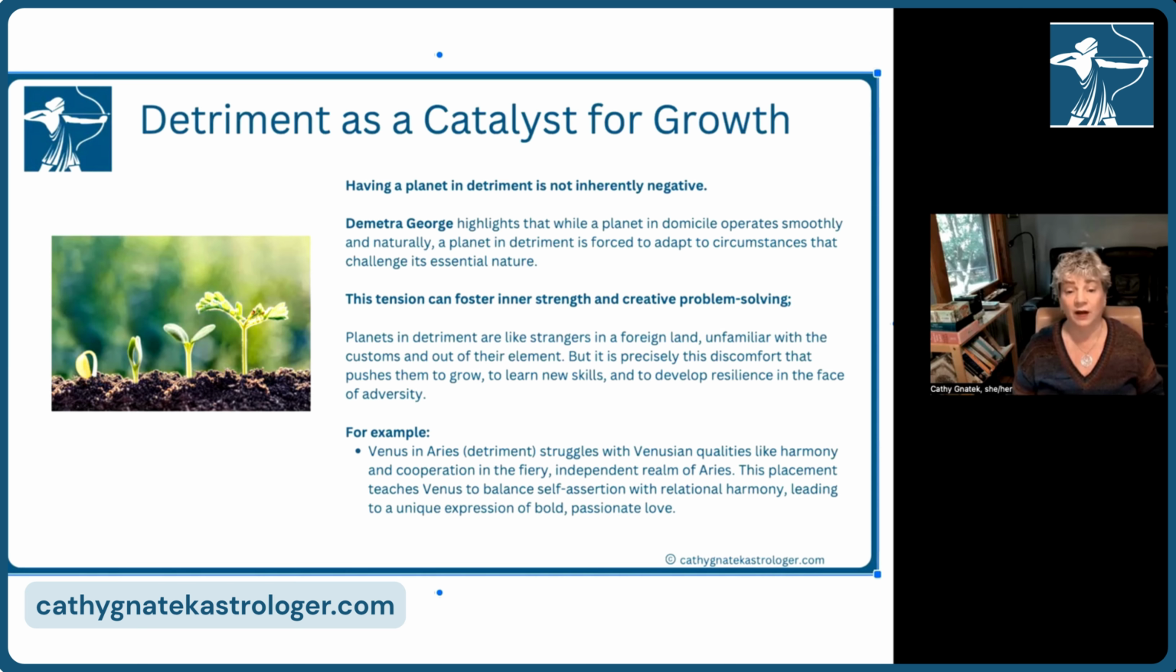For example, Venus in Aries, which is in its detriment, a Mars ruled sign, struggles with Venusian qualities like harmony and cooperation in the fiery, independent realm of Aries. This placement teaches Venus, the goddess of love, to balance self assertion with relational harmony, leading to a unique expression of bold and passionate love.